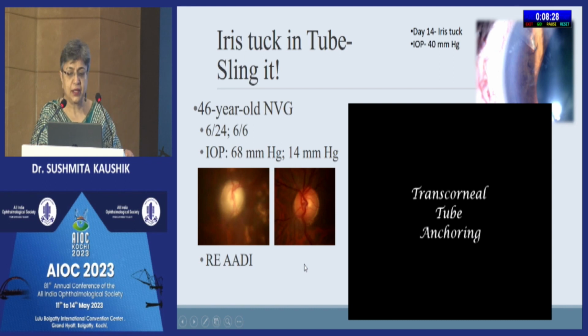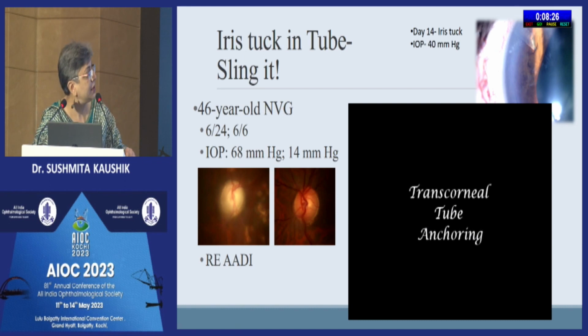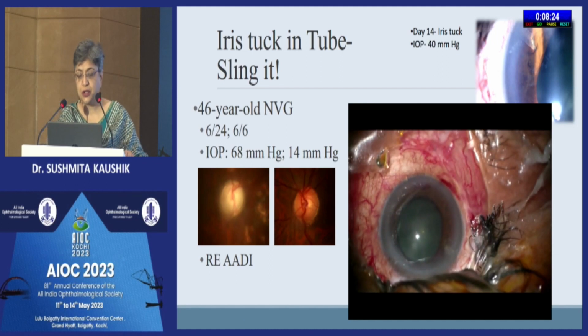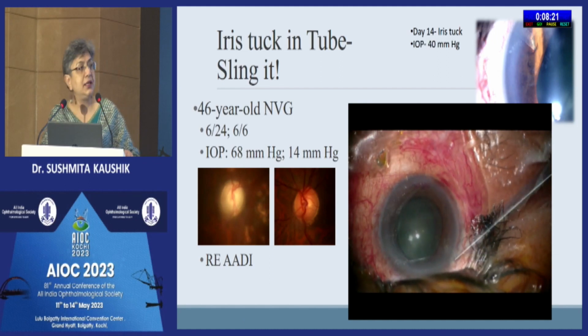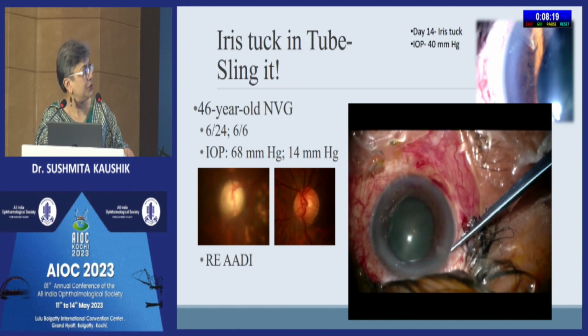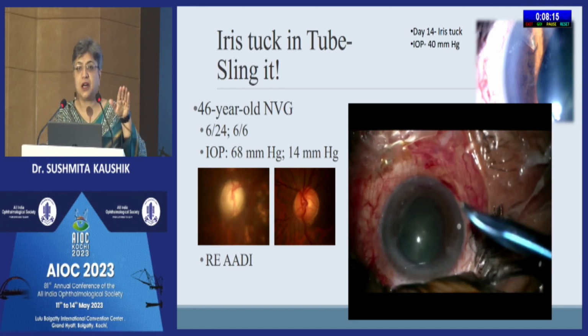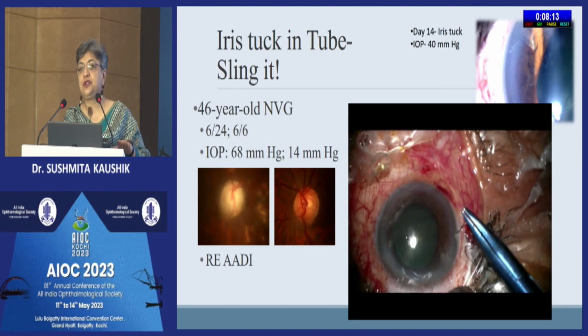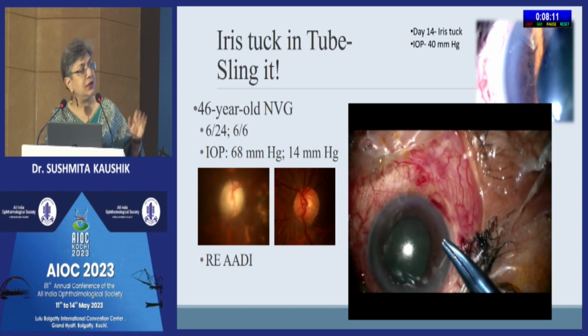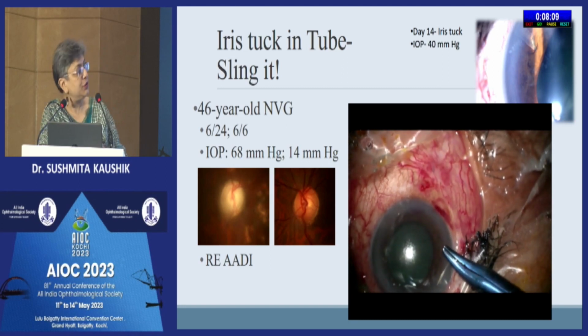So this is something which we tried, and sometimes it does work quite well. This is something called a tube sling. It's a simple procedure to do. So the principle is that you just put in a sort of harness in front of the tube and pull it hard so that the tube just goes in. So it's a simple thing.